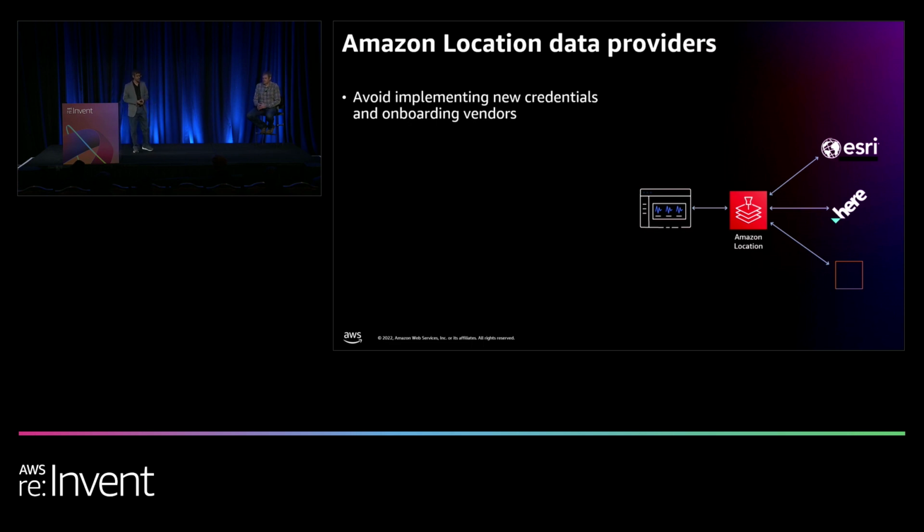More could be coming up in future. But essentially, when you are building solutions using Amazon Location Service, you don't have to manage credentials for these vendors. You don't have to integrate with the vendors directly. You are dealing with one set of APIs with Amazon Location Service. You can switch between providers just by changing your configuration.